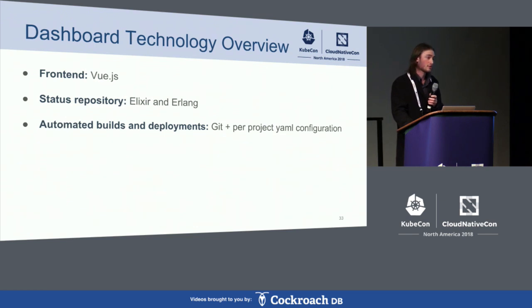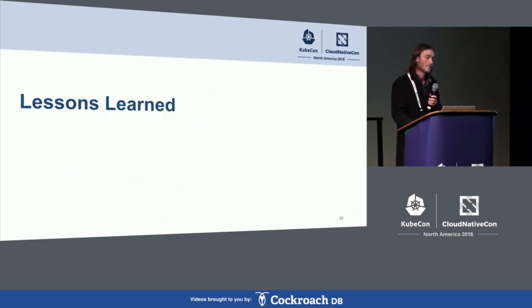So as for dashboard overview, the CNCF.CI, the front end is Vue.js, and the status repository, which is actually collecting all the data from the GitLab API and storing it, is Elixir and Erlang. And then automated builds is Git. We're watching Git for push results and doing it based on time so we can run on a schedule. So that's it for the technology overview.